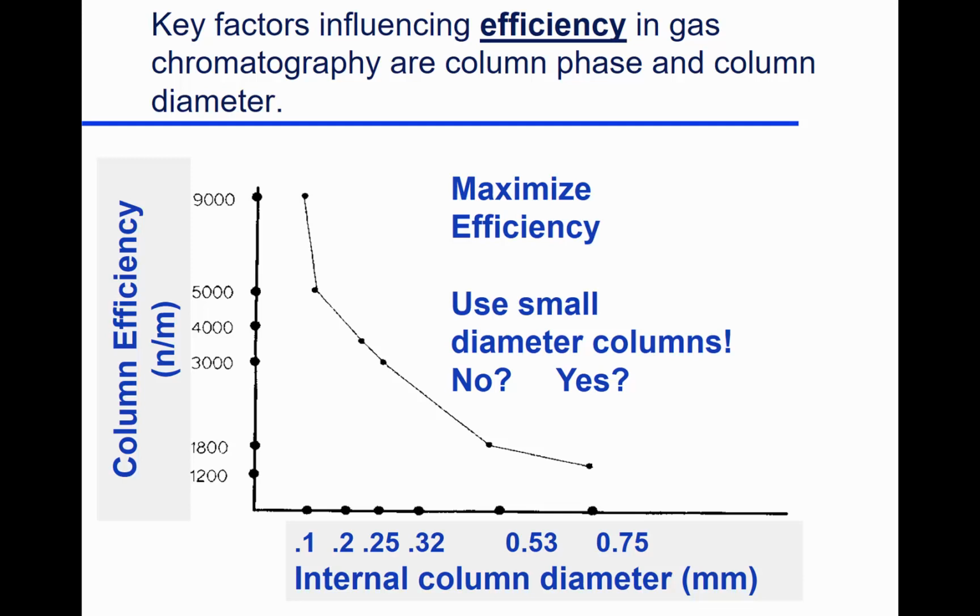what are some of the things we work with? I've told you that these columns that we use can have different diameters. They can be very small columns, like 0.1 millimeters, all the way out to 0.75 millimeters. So do we want a really tiny column, or do we want a bigger column? And if we're really interested in separation, and we're now measuring this over here in terms of number of plates, our column efficiency, we want a large number here. The larger the number, the better our separation.